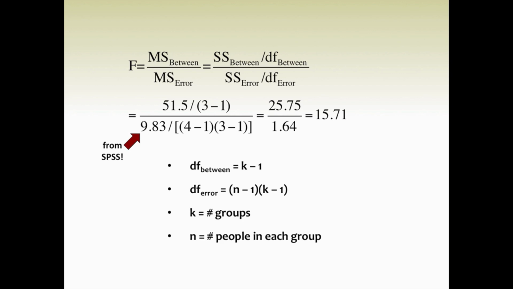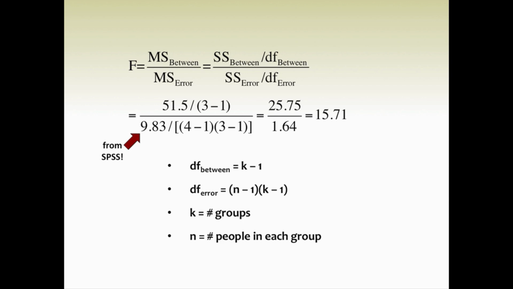That goes on the top part of the fraction. You divide by degrees of freedom between, which is the same as the previous example: number of groups minus 1. In this case, we have 3 time points or 3 groups, so 3 minus 1. The bottom part of the fraction is that number from SPSS, 9.83 for sum of squares error.